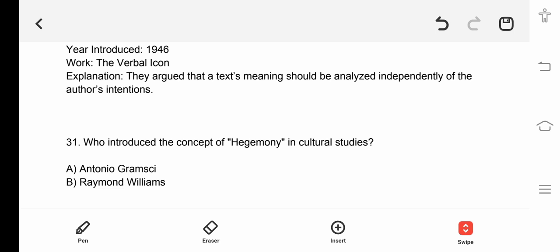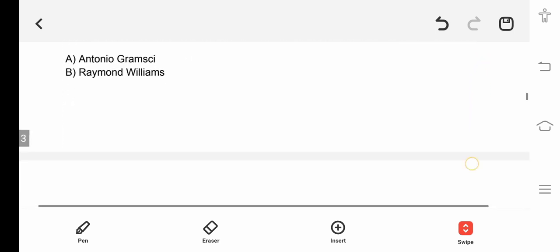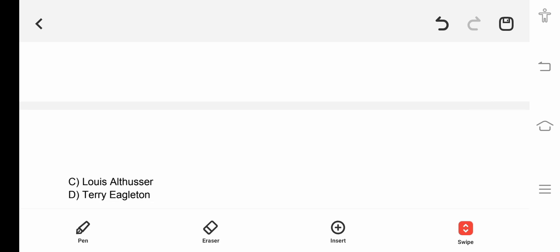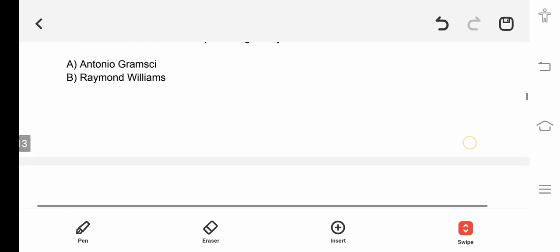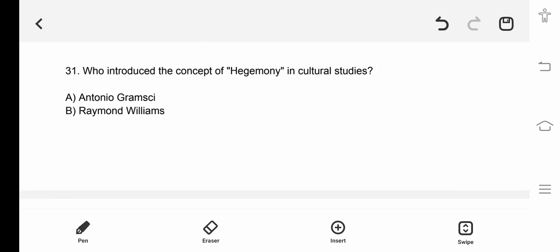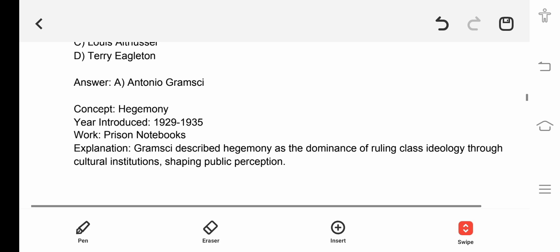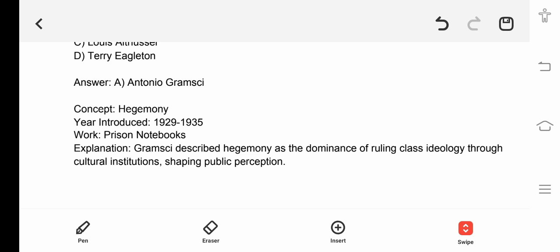So options you can see: Antonio Gramsci, Raymond Williams, Louis Althusser and Terry Eagleton. What will be the correct answer? The concept of hegemony is related to none other than Antonio Gramsci. This concept was introduced in the years 1929 to 1935 in the work Prison Notebooks, a very famous and popular work by Antonio Gramsci. In this work, he described hegemony as the dominance of ruling class ideology through cultural institutions shaping public perceptions. That means how one higher class dominates the lower class. This is the concept of hegemony.